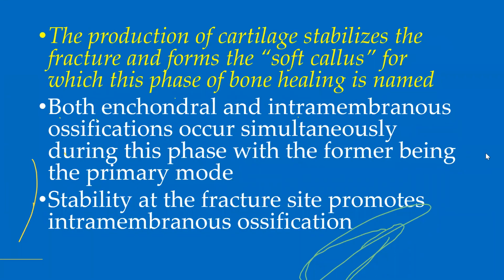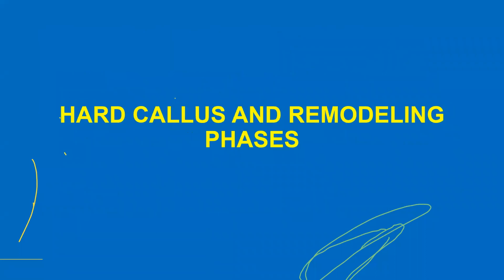The production of cartilage stabilizes the fracture and forms the soft callus, for which this phase of bone healing is named. Both endochondral and intramembranous ossification occur simultaneously during this phase, with the former being the primary mode. Endochondral is much more common than intramembranous. Stability of the fracture site promotes intramembranous ossification.